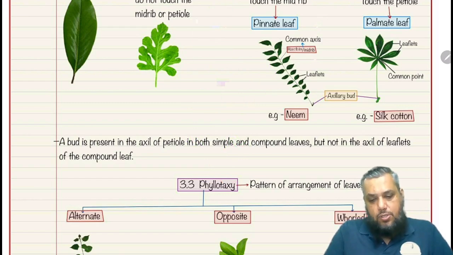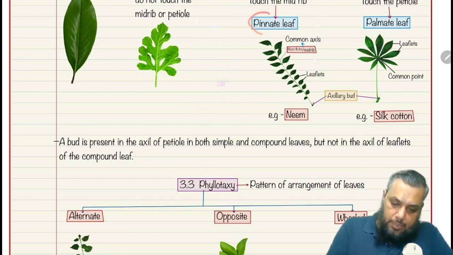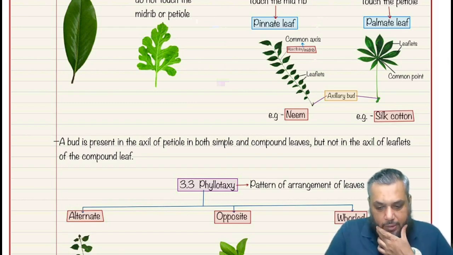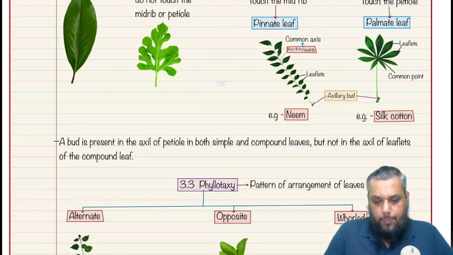Such an incision makes a pinnately compound leaf, where the incisions reach the midrib, and it shows the presence of a common axis, which is called a rachis.